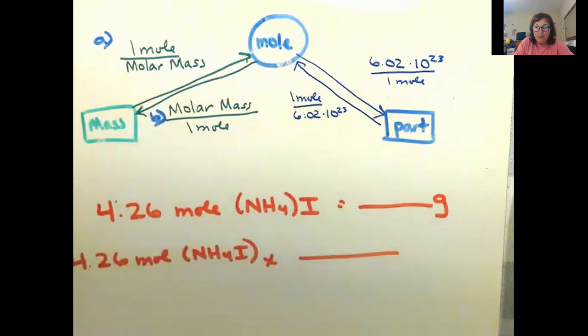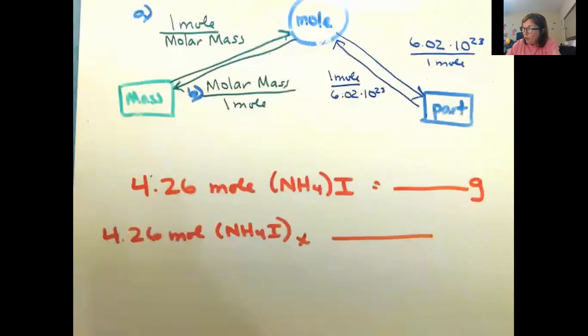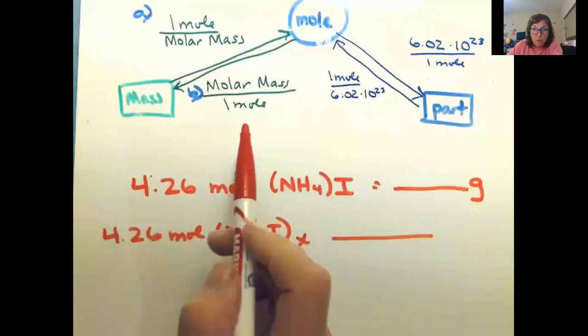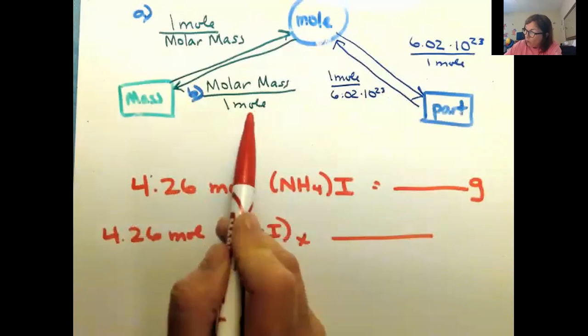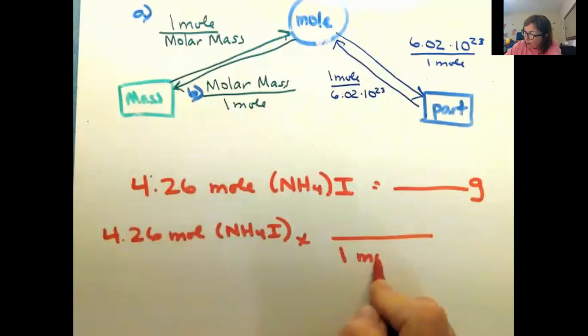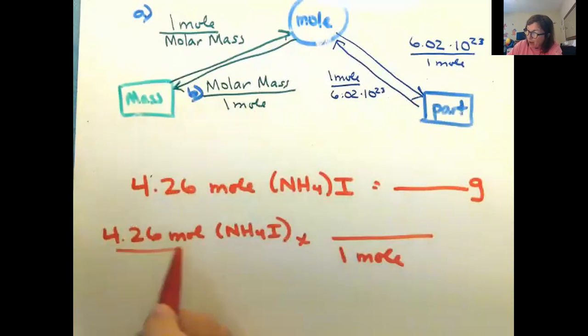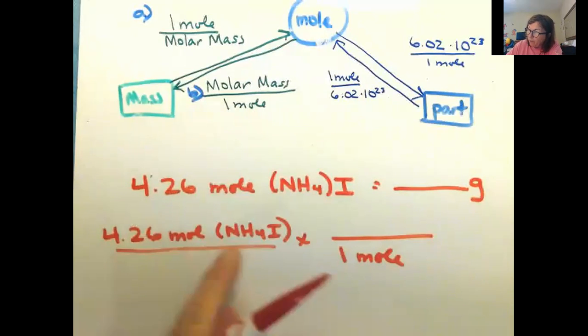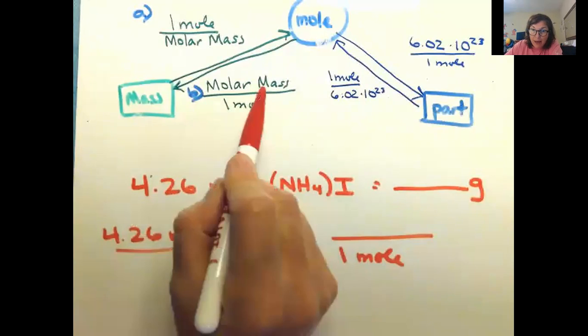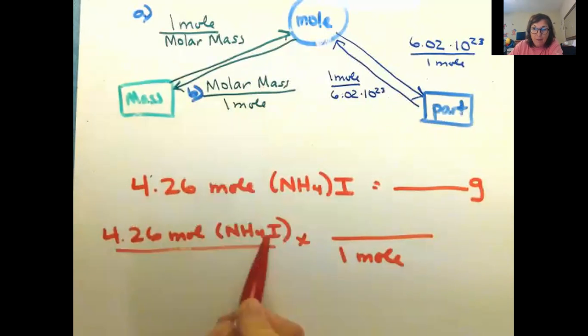So give me 1 second. I got to get something off my screen. There. And so what do I have to look up? The molar mass, because it's molar mass over 1 mole. The mole is going to go down here at the bottom because there's a mole up here at the top. I want these two to cancel out. And the top is molar mass.